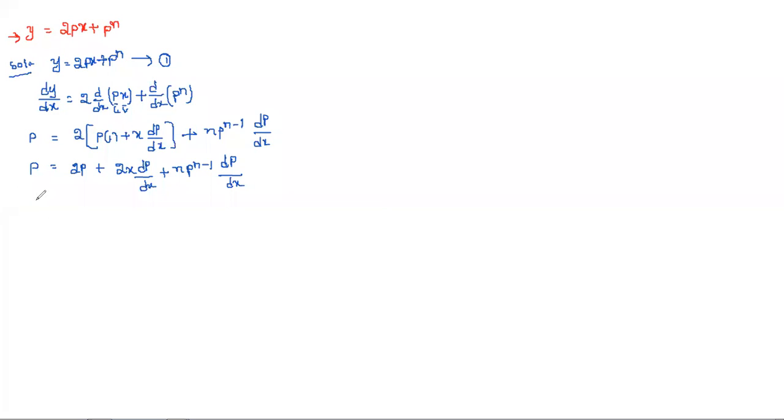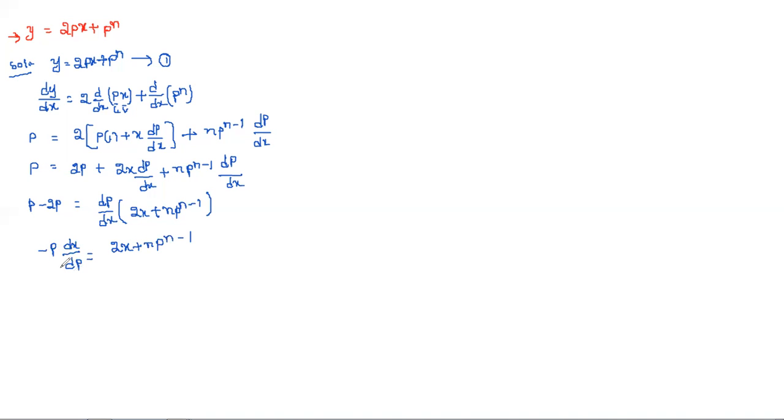Now take this p term to the left side, then it is p minus 2p is equal to. In these two terms, which one is the common one? dp by dx is the common one. So take that as common, and then what about the remaining? 2x plus n into p power n minus 1. And here p minus 2p is nothing but minus p, and take this dp by dx to the left side. So when it comes to this side, it changes to dx by dp is equal to 2x plus n into p power n minus 1.